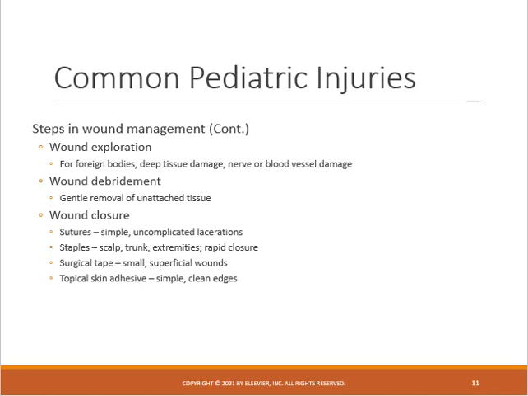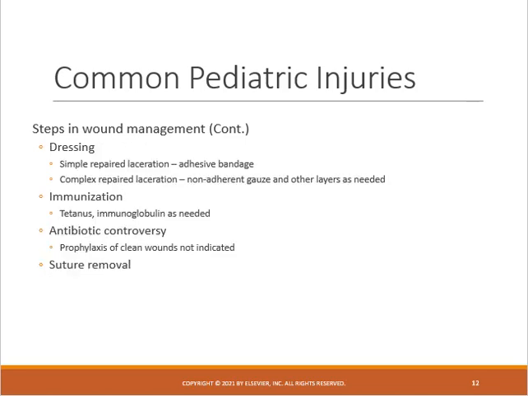And then based on the location, we'll tell you a little bit more about what type of wound closure you're looking for. Sutures would be in a simple, uncomplicated laceration. Staples can be used in the scalp, the trunk, extremities. Surgical tape could be for small superficial wounds, and then skin adhesive for wounds that have clean edges. You'll need to educate the child or older children or parent about the best ways to dress the wound. Make sure that immunizations are up to date. Antibiotics are only indicated if there's concerns for infection, and then being sure to make arrangements for suture removal based on the location of the injury.